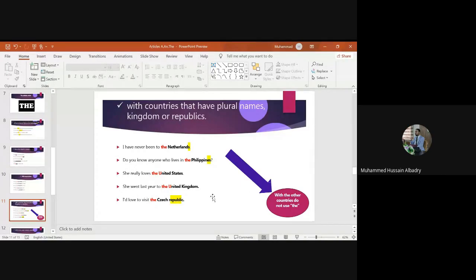With other countries, we don't use the. We will see later on. For example, Iraq, Japan. With provinces, for example, Diwaniyah, Samawah, Nasiriyah, Baghdad, Damascus, for example, Oman, okay? Sydney, New York, Texas. We don't use the.